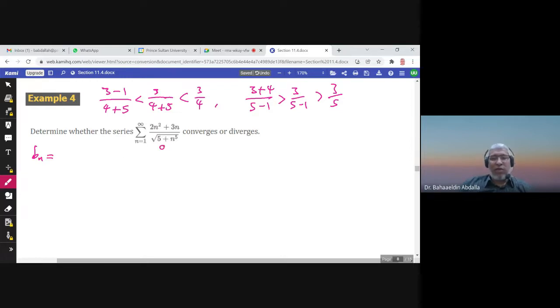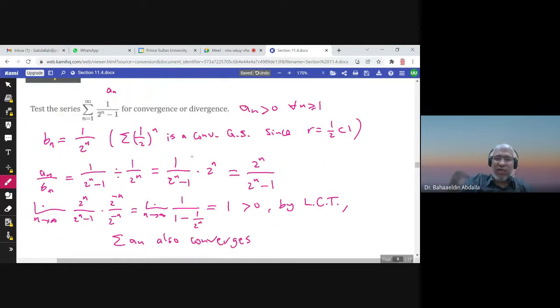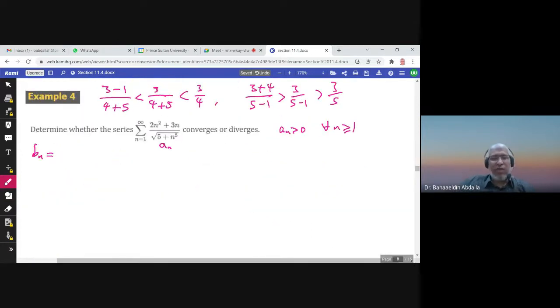Also make sure that you pay attention to An, that An is positive, greater than 0 for all n greater than or equal to 1. So it's positive terms. Also here, if you replace n by 1, it would be positive. So An here is positive for all n greater than or equal to 1. That's the condition of the limit comparison test.